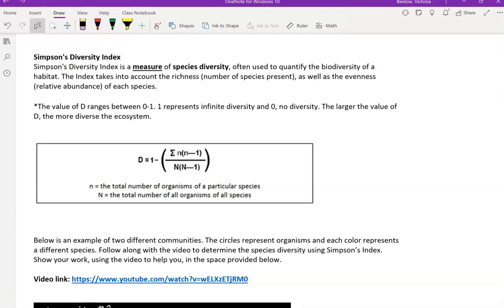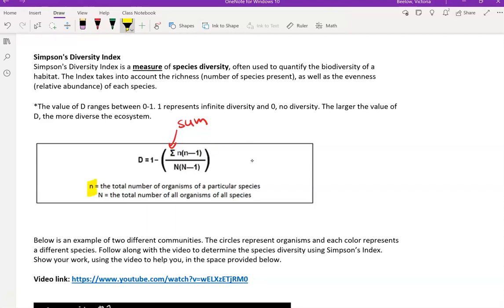What you will be doing in this lab is calculating Simpson's diversity index. That is this value here, represented with the capital letter D, and this is the equation for it. It's going to be 1 minus, and then we have this calculation here in parentheses. This symbol here means sum. It's summation. It means we're going to be adding all of those different calculations together.